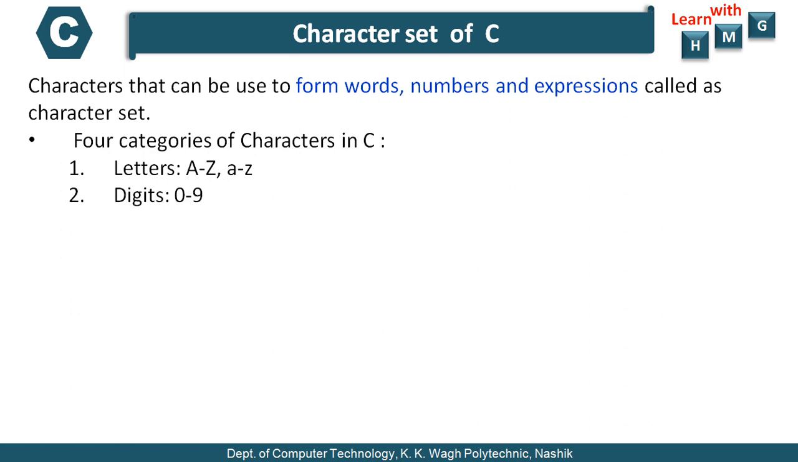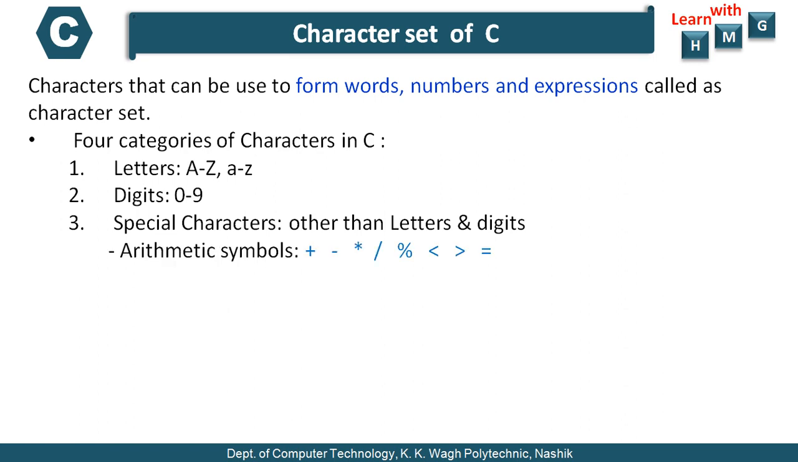The second category is digits; there are 10 digits, 0 to 9. The third category is special characters. These are the characters other than letters and digits, such as arithmetic symbols: plus, minus, asterisk, slash, then percentage symbol, less than, greater than, equal to, certain punctuation symbols: dot, comma, semicolon, colon, single quote, double quote, exclamation mark, question mark, backtick, etc.